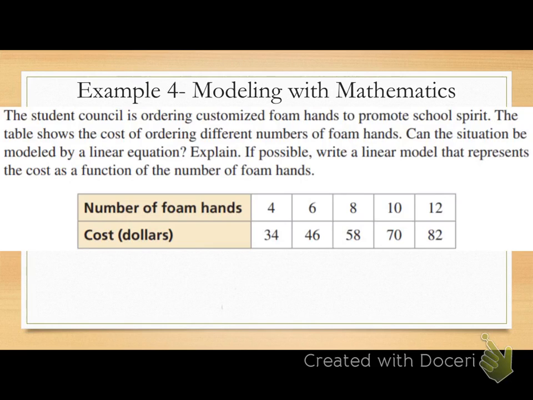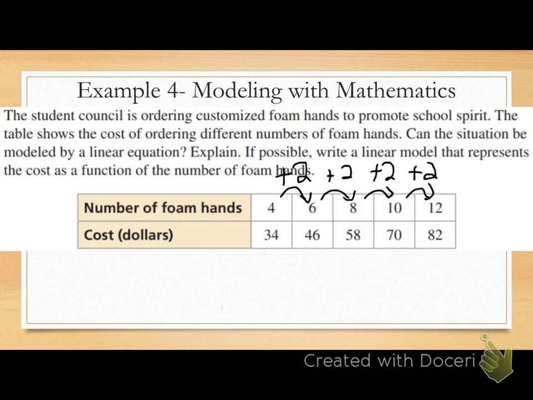So let's look at our table of values. Look at our x values first. From 4 to 6, add 2. 6 to 8, add 2. 8 to 10, add 2. 10 to 12, add 2. So my x values are increasing at a constant rate. But I have to have both x and y increasing or decreasing at a constant rate.